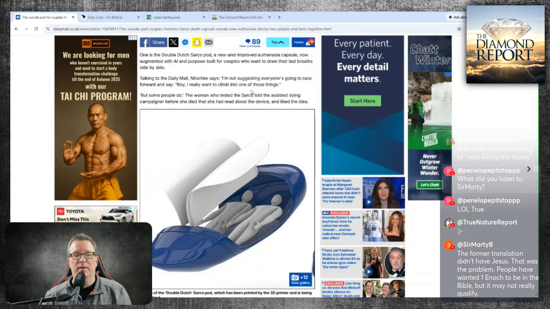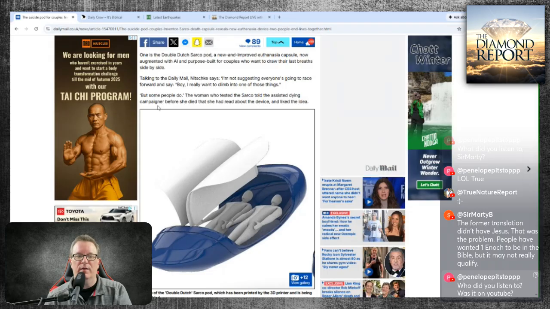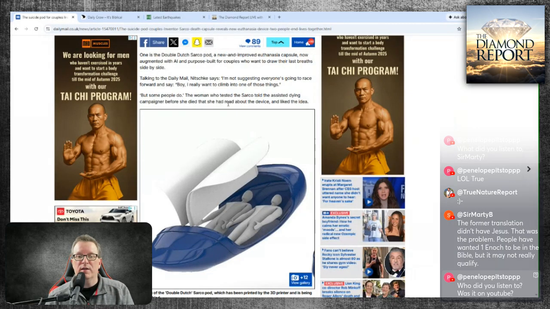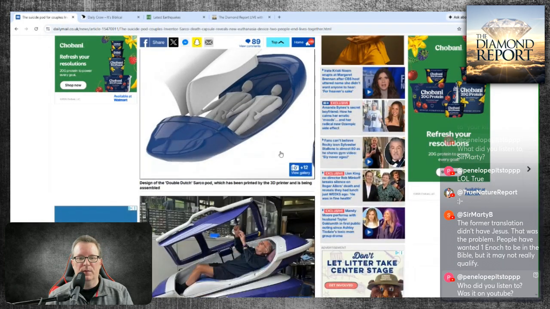And it says it's purpose built for couples who want to draw their last breaths side by side. I'm not suggesting everyone's going to race forward and say, boy, I really want to climb into one of those things, but some people do. The woman who tested the Sarco told the assisted dying campaigner before she died that she had read about the device and liked the idea. So here it is. So it's the double version instead of the single.